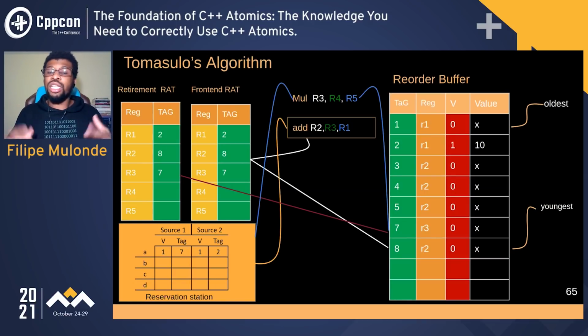To update the architecture state, we use the retirement register alias table. When an entry becomes the oldest entry in the Reorder Buffer, we just point to that entry. So in this case, when this entry here becomes the oldest entry in the Reorder Buffer, the entry of register number 3 in the retirement register alias table will point to this entry. So this is how we update the architecture state.